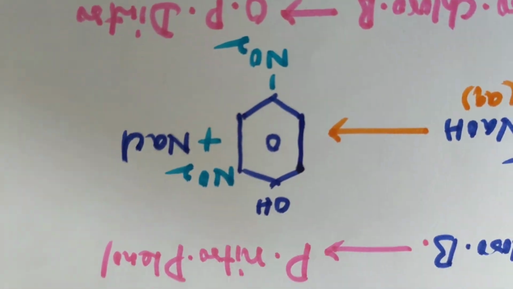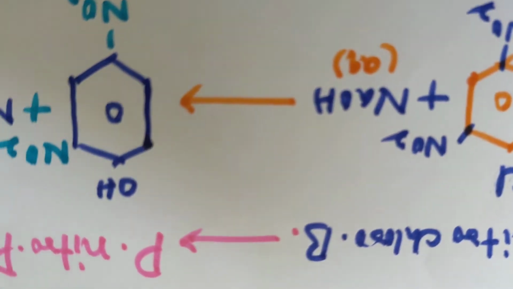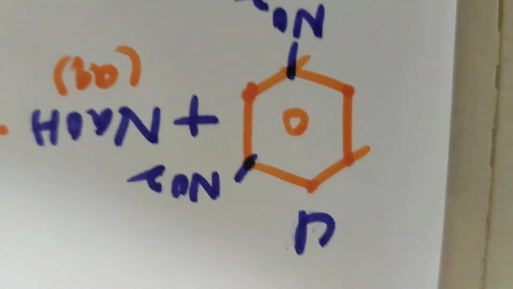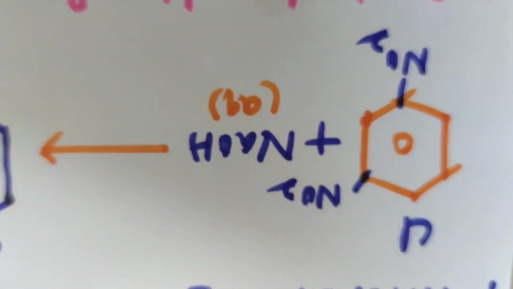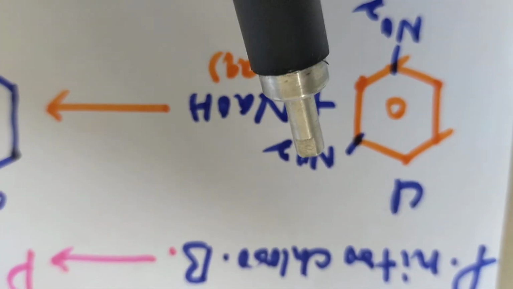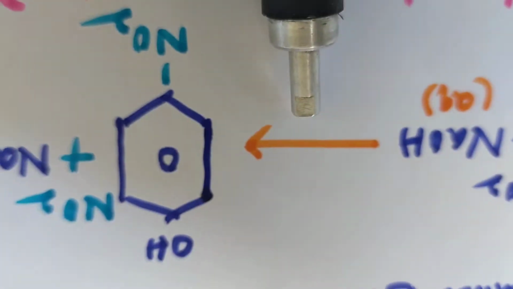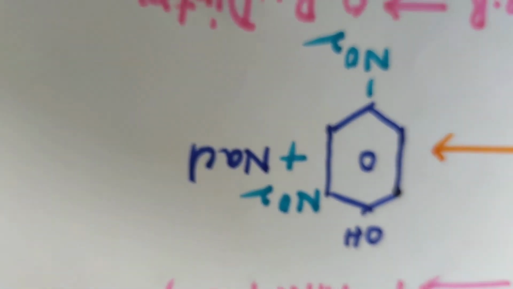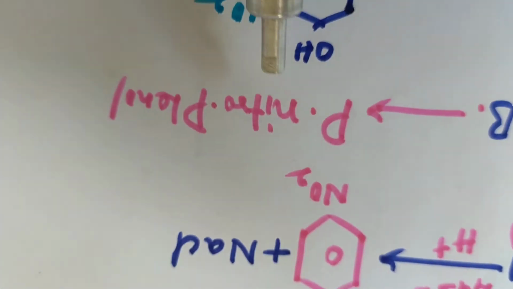Here is another one: ortho para dinitrochlorobenzene. Observe the compound here. Two nitro groups, and one chlorine. The position is ortho and para. Ortho para dinitrochlorobenzene treated with sodium hydroxide forms ortho para dinitrophenol. The same thing as para nitrophenol. So these are examples for this.